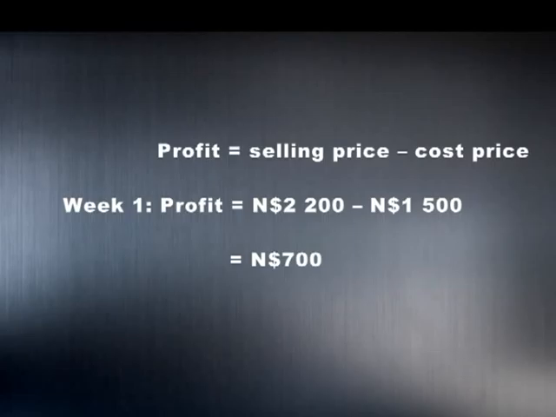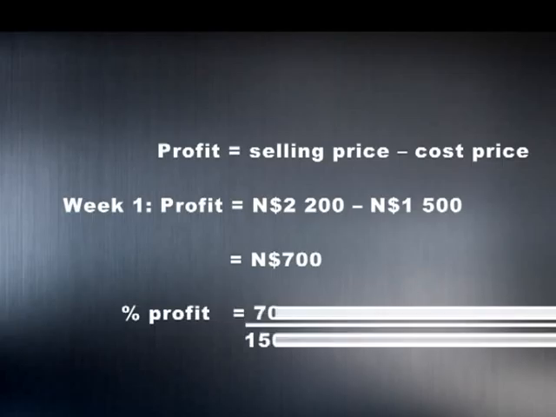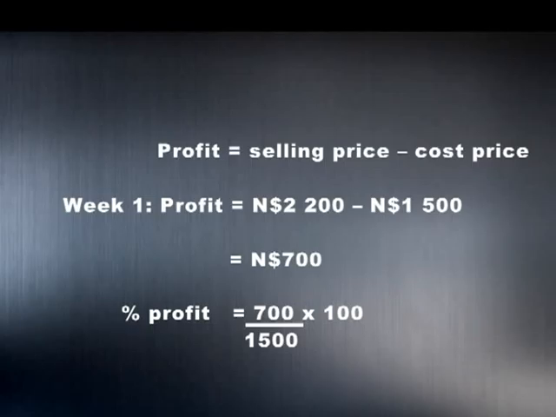So the amount of profit that we make is 700 Namibian dollars. To find the percentage profit, we calculate 700 Namibian dollars divided by the cost price, which is 1,500. And then you multiply it by 100, and that is equal to 46.7%.